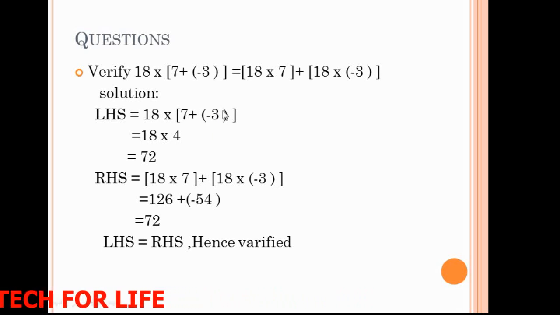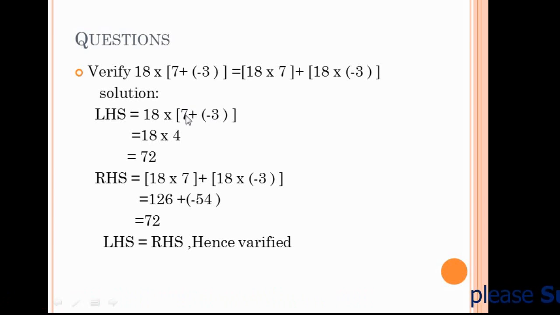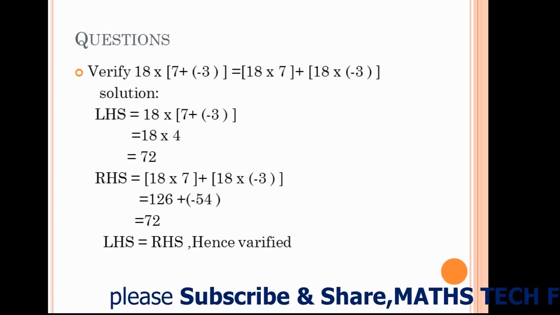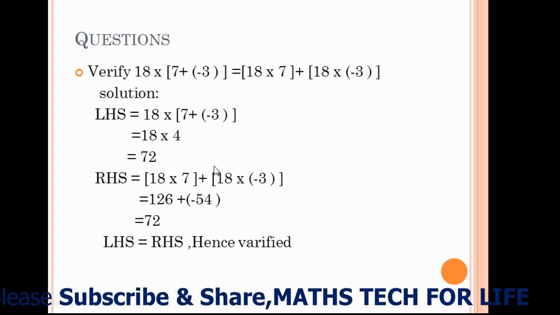So the numbers inside the bracket: 7 plus negative 3. Use the idea of signs. You will get 7 plus negative 3. 7 minus 3 is 4. The largest number is 7, its sign is positive, so it will be positive 4.